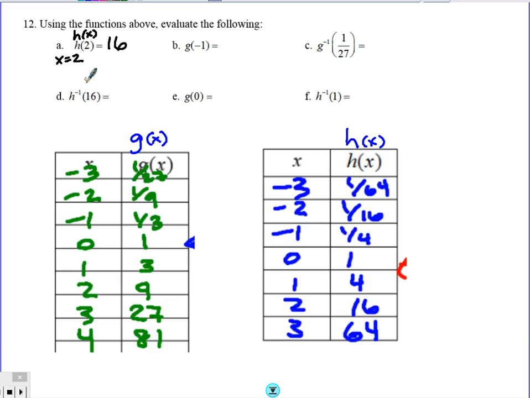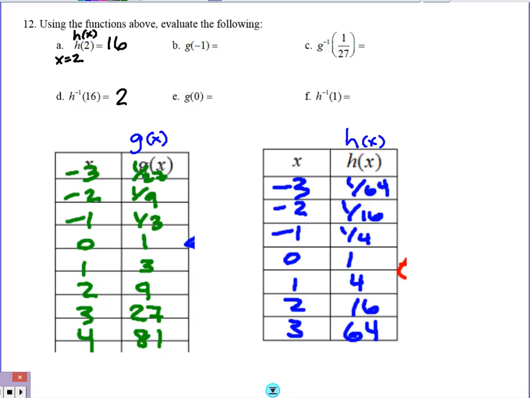Now if I say, what's h inverse of 16? That's saying, kind of like Jeopardy, what if the output is 16? What if the answer is 16? Because this inverse says we've switched x and y now, right? So if the answer is 16 here, then the input was 2. All right, so I want you to try those. What is g of -1? See what you get. Try the next 4 and then we'll check in.